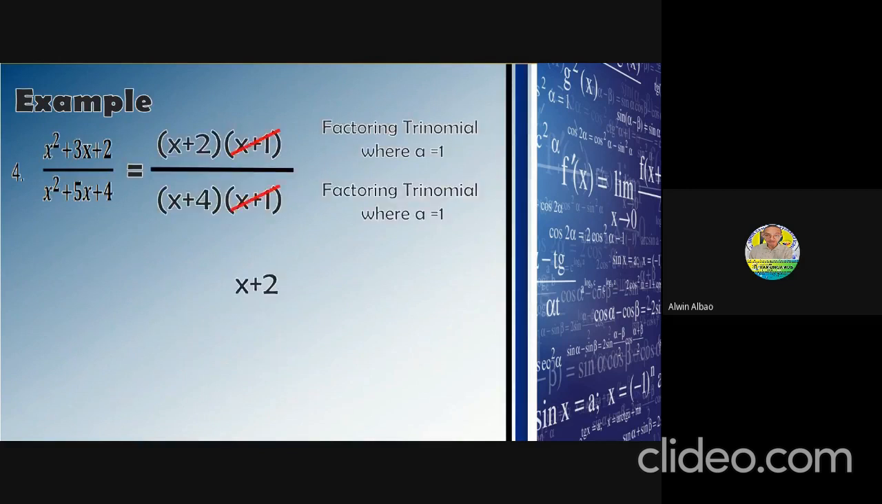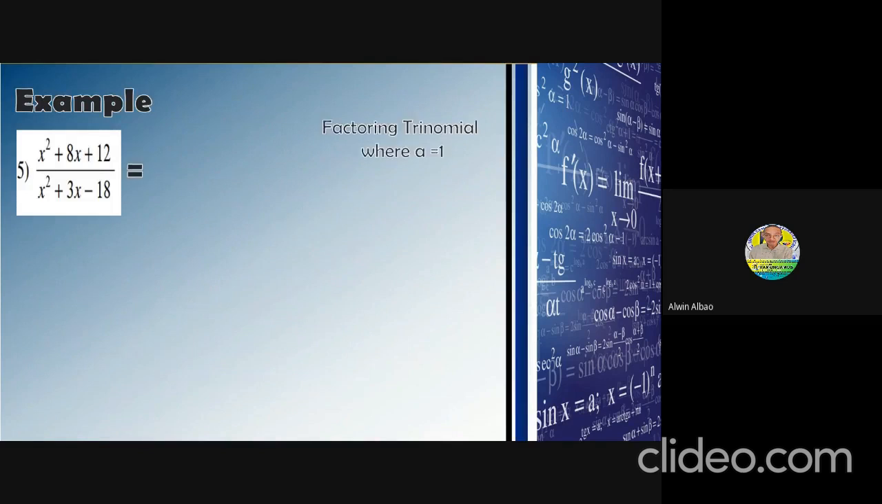Okay, example number... Naulit siya. Example number 5. So, we have x squared plus 8x plus 12 over x squared plus 3x minus 18. Okay, so the numerator, ang gagamitin natin is factoring trinomial where a is equals to 1. So, ang ating last term is 12 and then positive. So, mag-isip tayo ng factor na kapag kinuha natin yung sum, 8 ang lalabas.